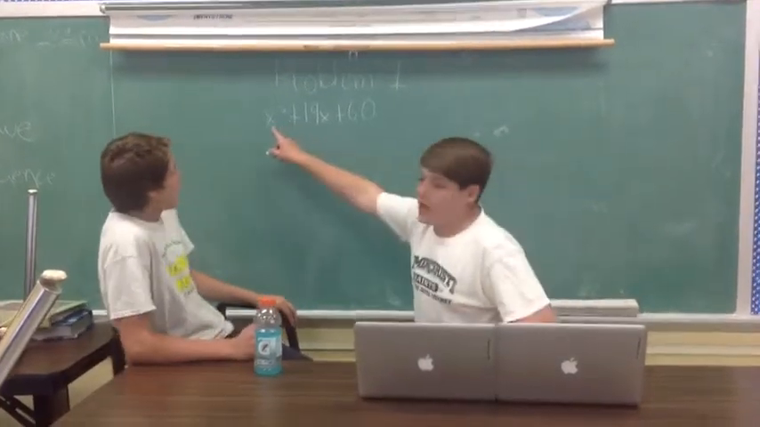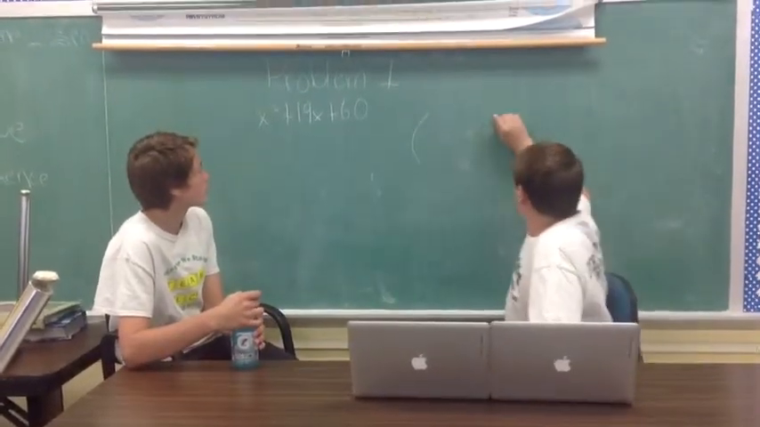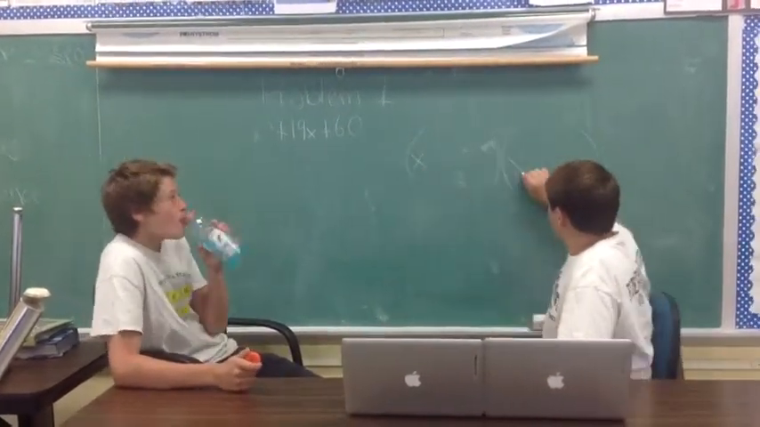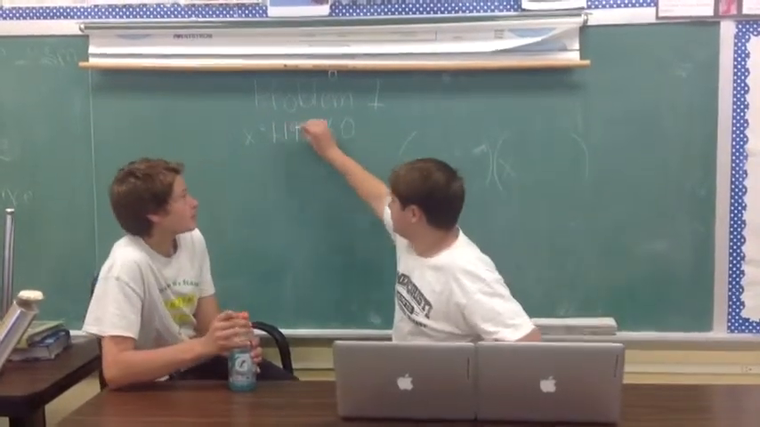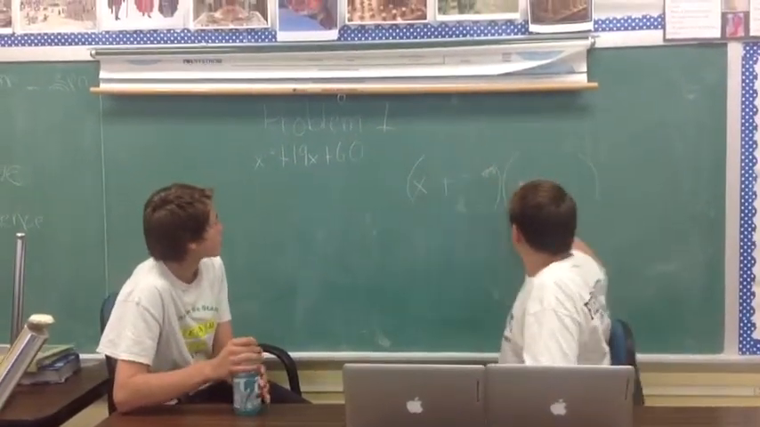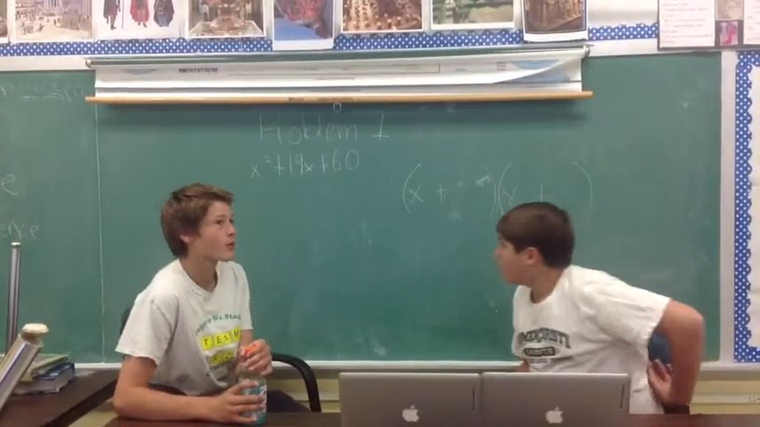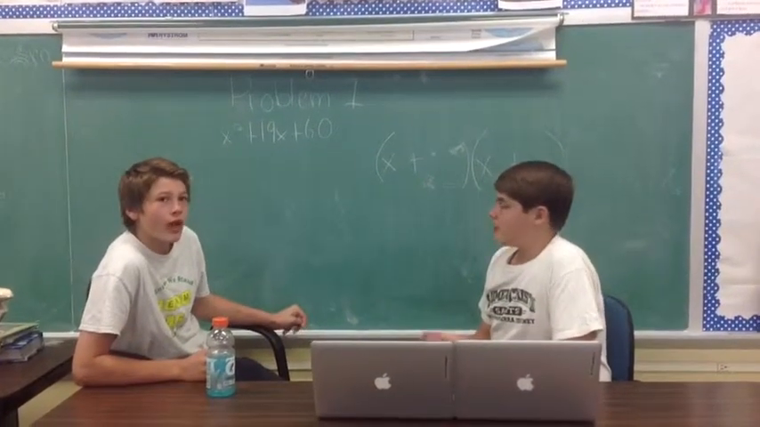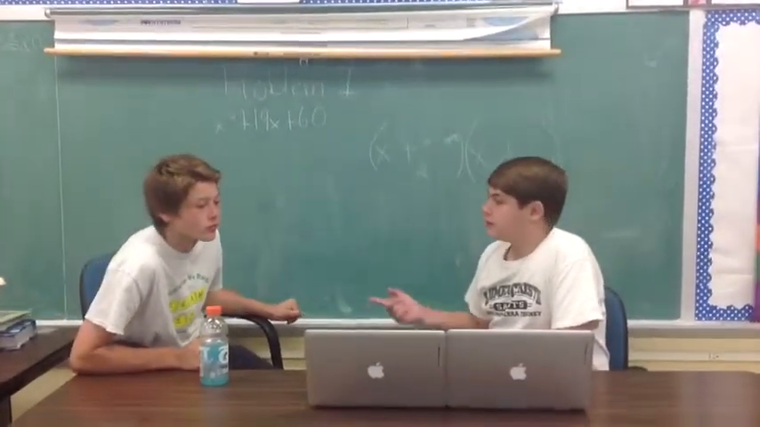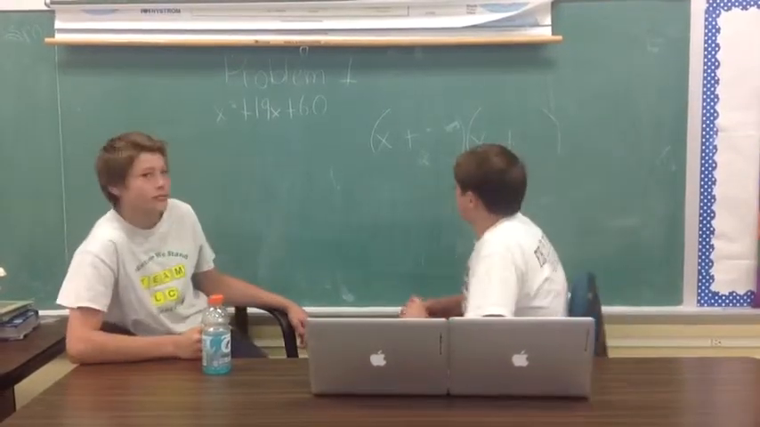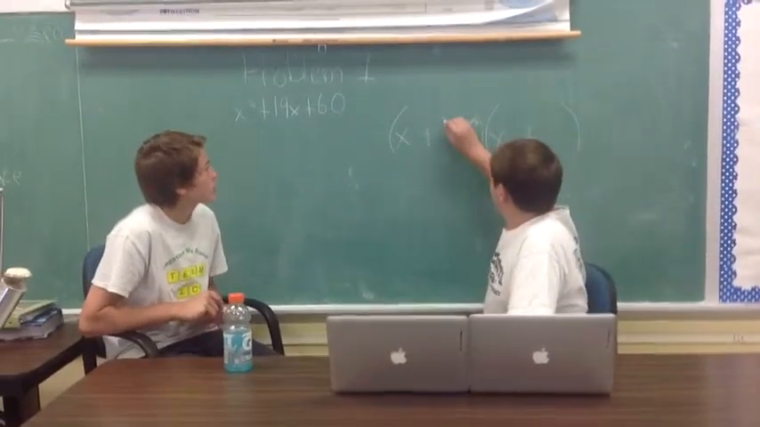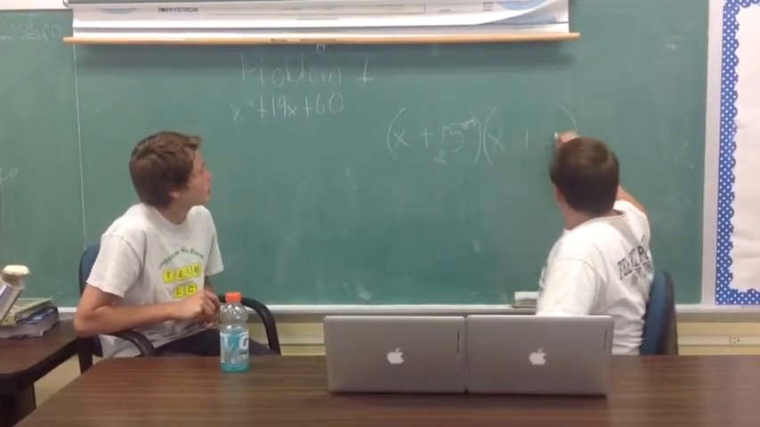Okay, but since we know that x is squared, we can put them in parentheses like this, with an x on both sides. Also, since it's addition, we can put an addition sign right here. So let's think. What two numbers, when you multiply them, get 60, and when you add them up equal 19? 15 and 4. Let's check that. 15 times 4 is 60, and when you add 15 and 4, you get 19. So that works perfectly, and there's your answer.